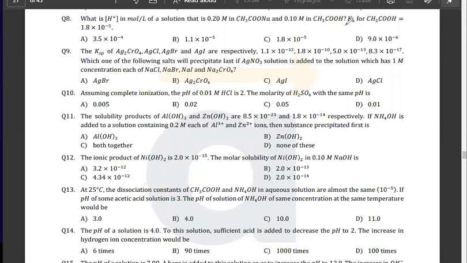Okay, 13.1. So at 25 degrees centigrade, the dissociation constant of CH3COOH and NH4OH, weak acid, weak base, in aqueous solution is almost the same. Okay, it is given. This is the dissociation constant, which is again given. Now, if the pH of some acetic acid solution is 3, the pH of NH4OH of the same concentration at the same temperature would be easy. Guys, easy. Tell me yes or no. You don't even have to solve this, right, everyone? Because everything is the same, right? The dissociation constant is the same.